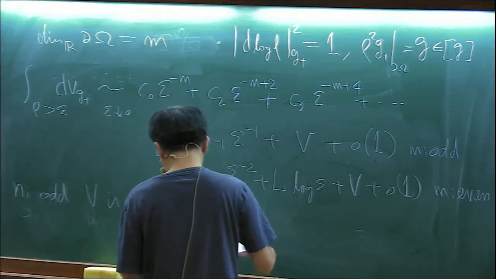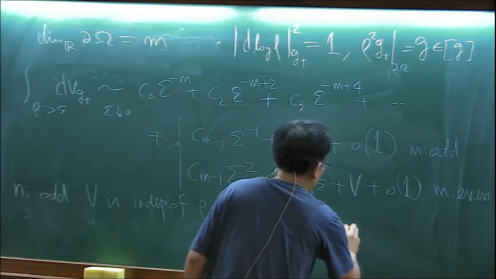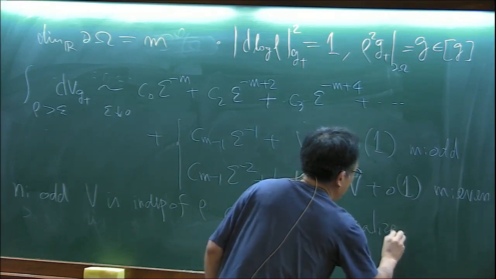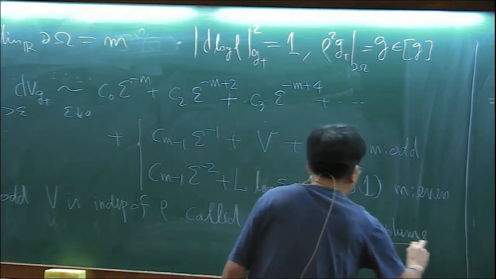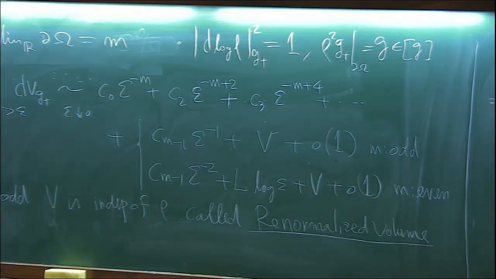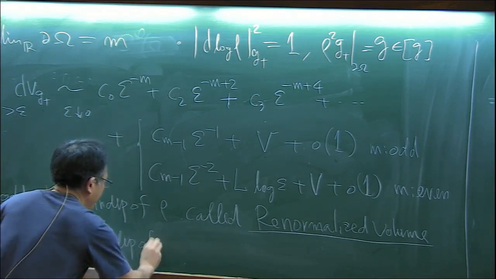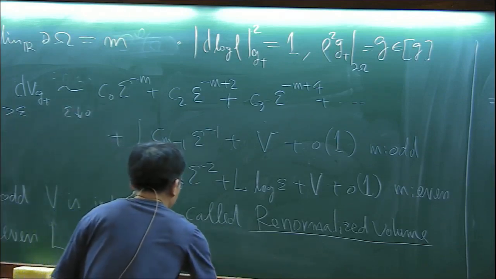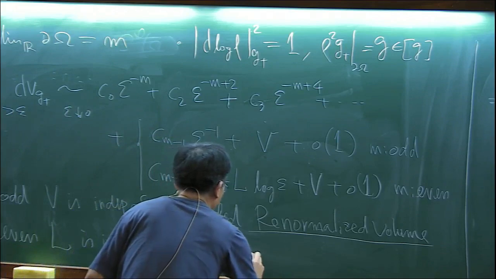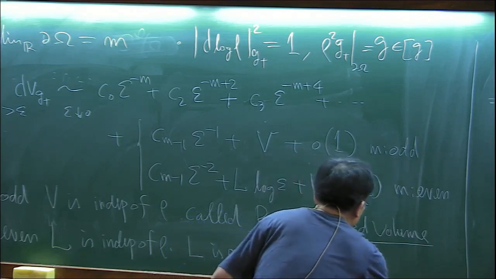This is called the renormalized volume. And even L is independent of rho. It doesn't have a name, but we can say that L is a conformal invariant of the boundary with metric G.